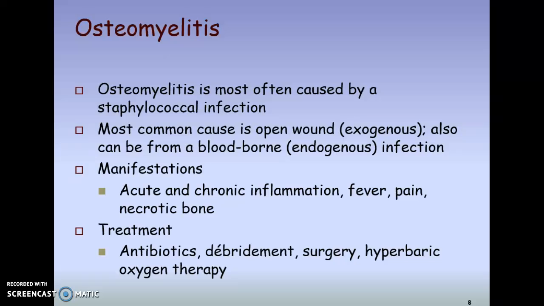All right, bacteria are the number one causative agents. All right, so staph is the number one bacteria component. Bacteria in general most often cause osteomyelitis, but you can also have fungal organisms, parasites, even viral infections that cause osteomyelitis. But in those cases, that person is probably going to be immunocompromised. So, manifestations: acute and chronic inflammation at the site of that bone infection, fever, pain, necrotic bone.